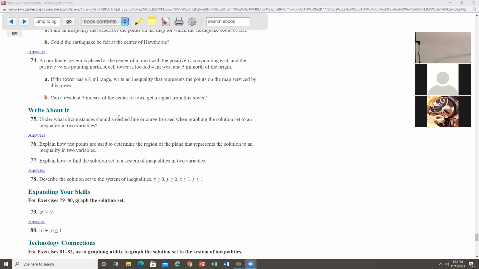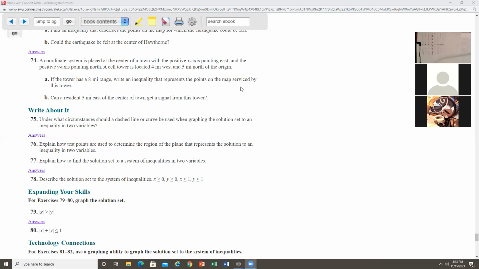All right, problem number 74. The coordinate system is placed at the center of a town. So what does that mean, ladies and gentlemen? At the center of town? Well, what that means is the center of town is at the origin. We will assume ground zero for this town is literally at the origin.